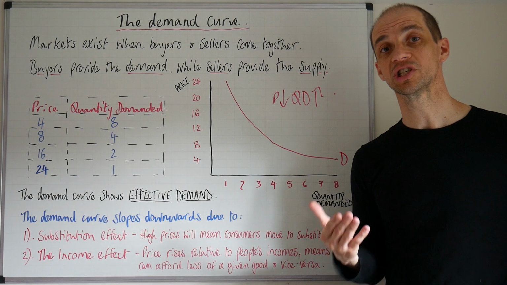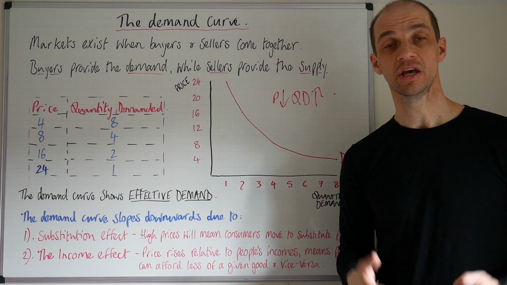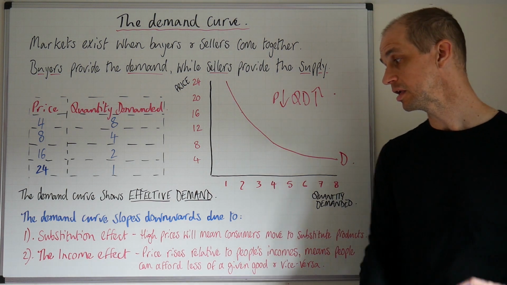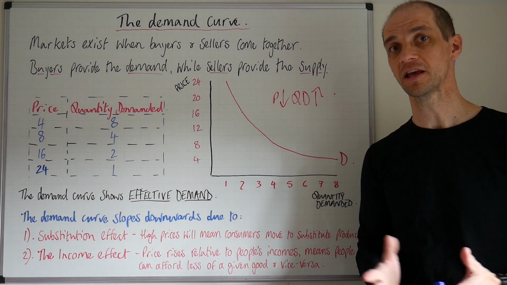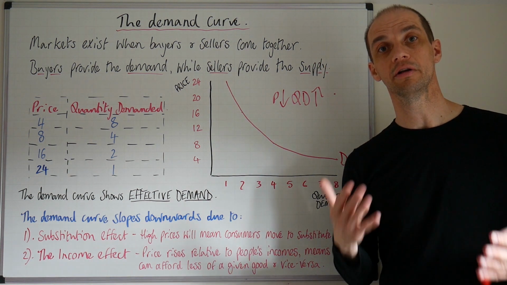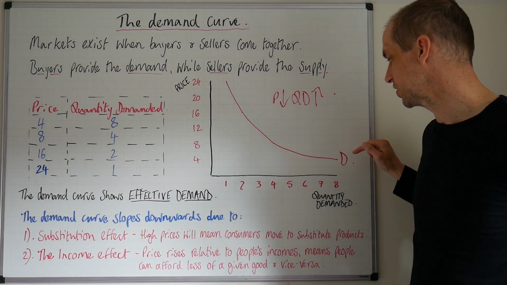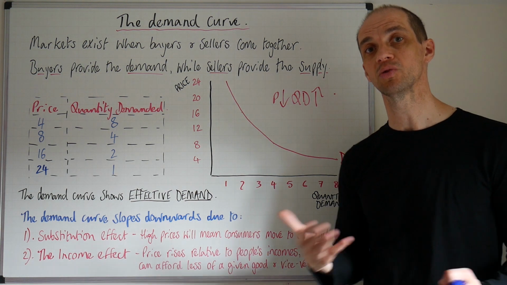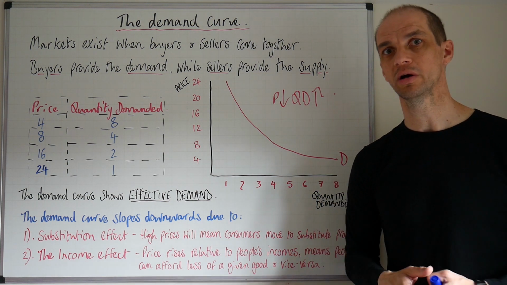And secondly, there's also an income effect as well, and that income effect really means that at higher prices you can afford to buy less. At lower prices you can afford to buy more of a given good. So price rises relative to people's incomes, assuming that people's incomes are not changing, means people can afford less of a given good and vice versa. So that's important to understand, that if the price is low, then you can afford to buy more. In essence, you have more real spending power. Your disposable income in real terms has increased, even though your nominal income may not have changed.